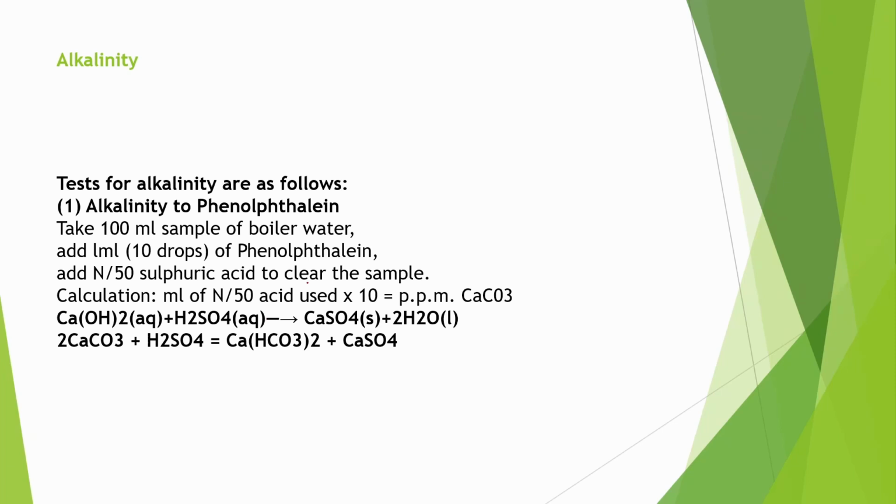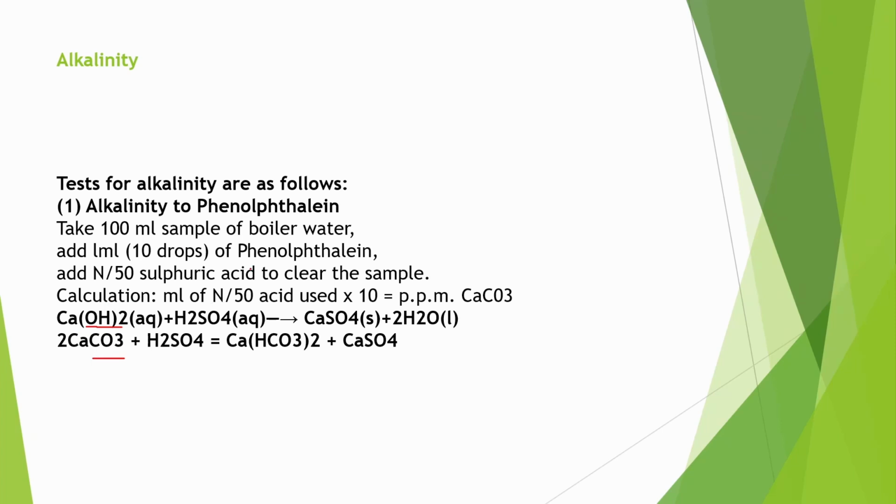So in P alkalinity we add phenolphthalein, and that gives us the amount of OH and half of CO3. Why half? Because you can see from this reaction that one molecule of bicarbonate is formed from two molecules of CO3. So P alkalinity gives us the amount of hydroxide and half the amount of CO3 present.